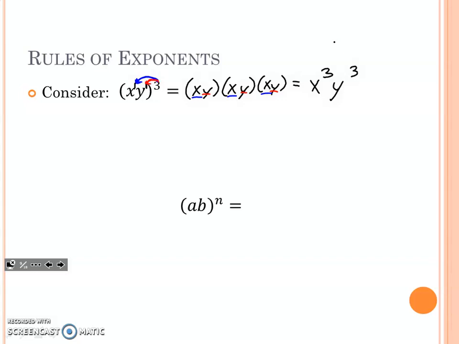This doesn't really have a fancy name like the power rule. This is just saying that the exponent on the outside has to distribute to both of those values on the inside. So ab to the n power becomes a to the n and b to the n power. You need to make sure that goes to everything in the parentheses.